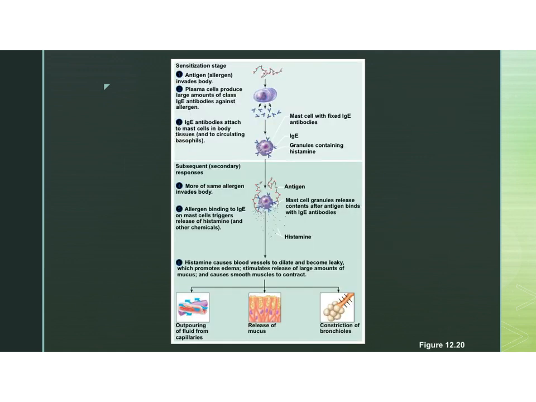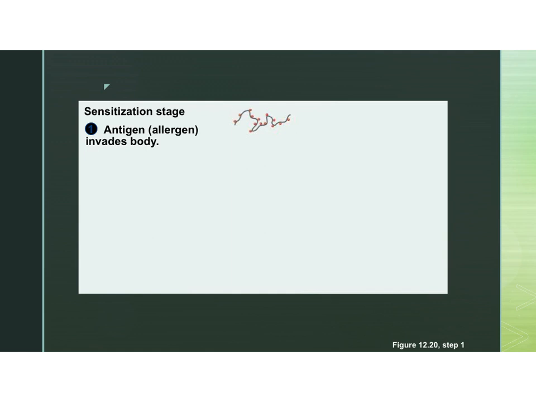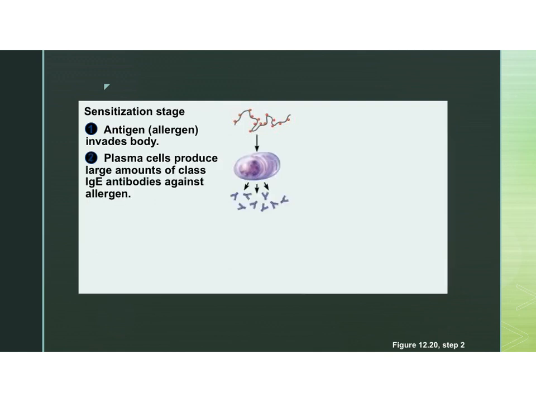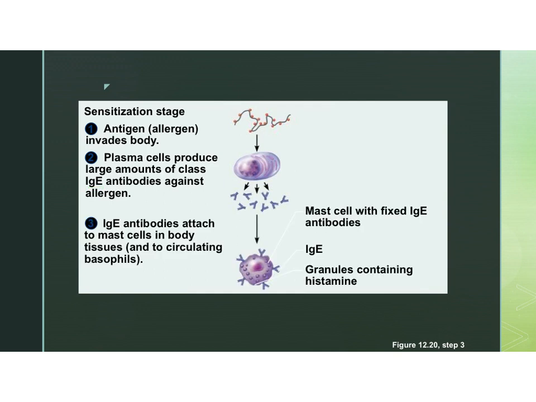So next we'll go through how someone experiences an allergic reaction. First, an antigen or an allergen invades a body, and these are things that don't cause disease, but because they're foreign, your immune system overreacts to them. Then plasma cells produce large amounts of class IgE antibodies against that allergen. And this allergen could be pollen, it could be dust mites, it could be tons of different things. Next, the IgE antibodies attach to mast cells in your body tissues.